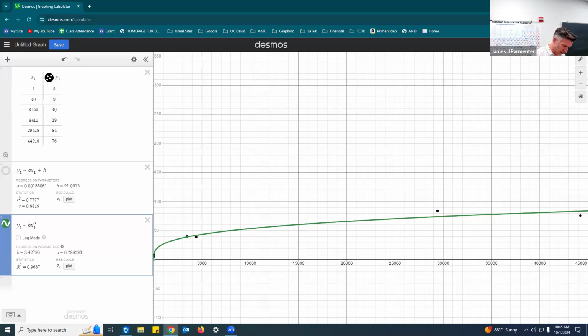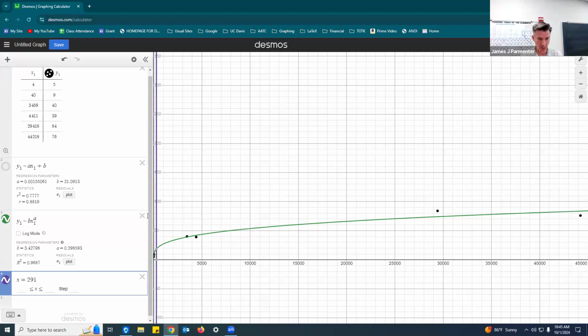And then part B question says, the Caribbean island of Dominica has an area of 291 square miles. How many species of reptiles and amphibians would you expect to find on Dominica? So we can do this a number of ways. Let's just say x equals 291. And wow, that's really, really close there. And so we would expect between 18 and 19 species of reptiles and amphibians if this relationship is accurate.